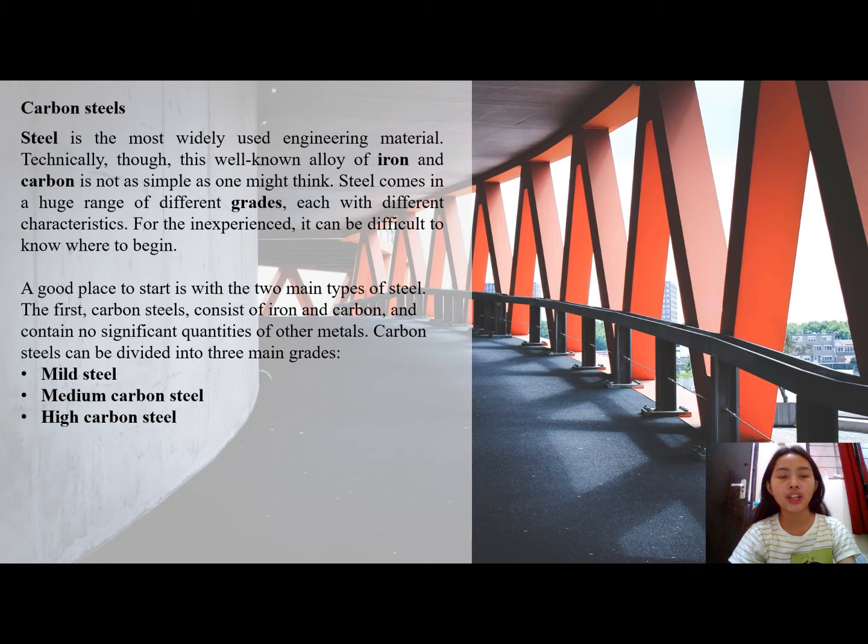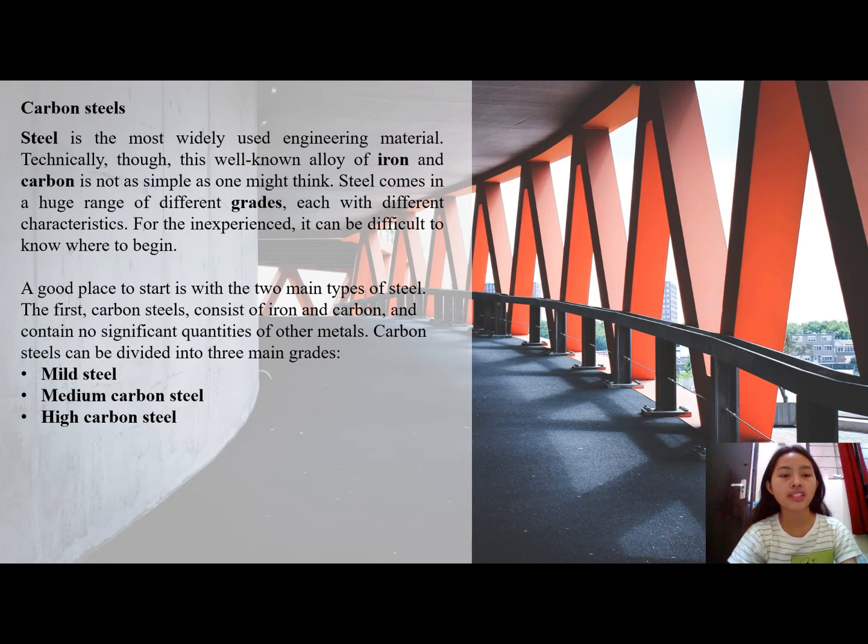Steel comes in a huge range of different grades, each with different characteristics. For the inexperienced, it can be difficult to know where to begin. A good place to start is with the two main types of steel. The first, carbon steels, consist of iron and carbon and contain no significant quantities of other metals. Carbon steels can be divided into three main grades.